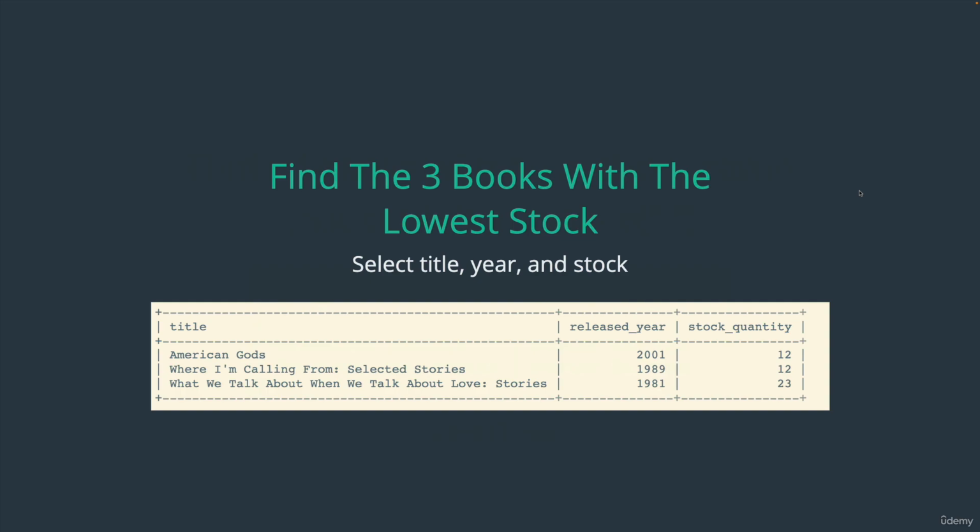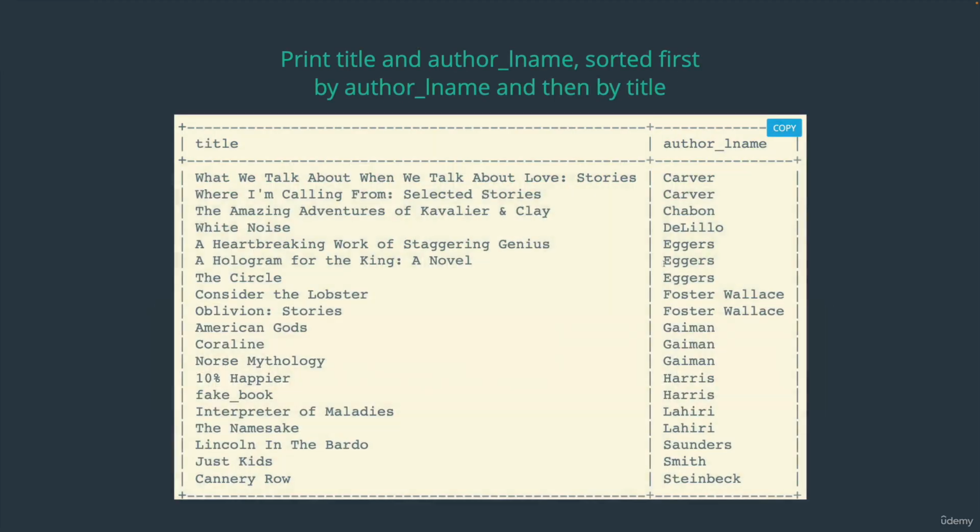Then find the 3 books that have the lowest stock quantity. So 12, 12, and 23. And I want you to select the title, year, and stock quantity. Next up, print the title and author last name, sorted first by the author last name, and then also sorted by the title. Remember how we can sort by multiple columns, one after another.